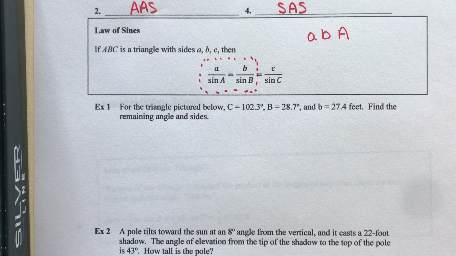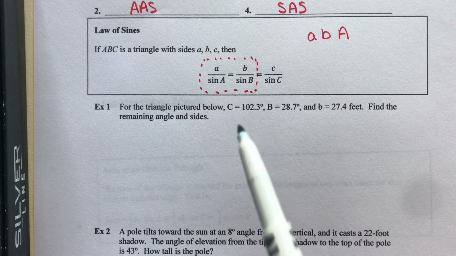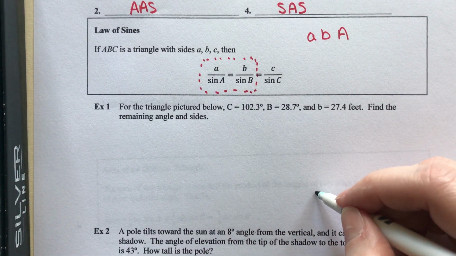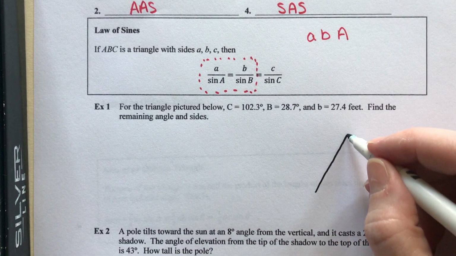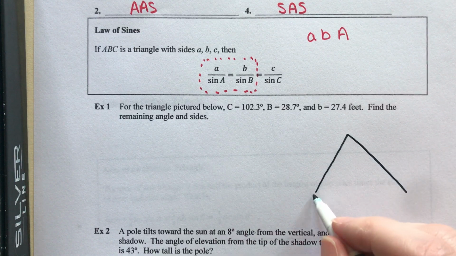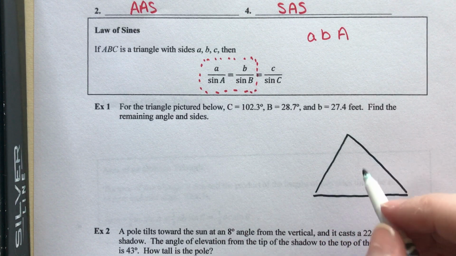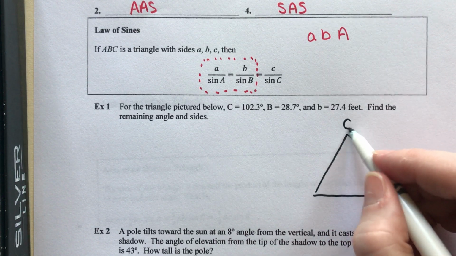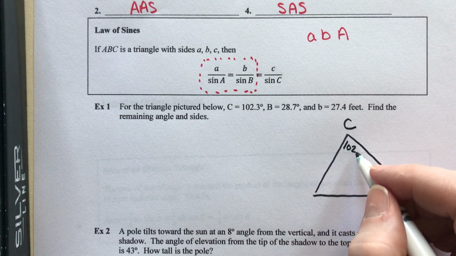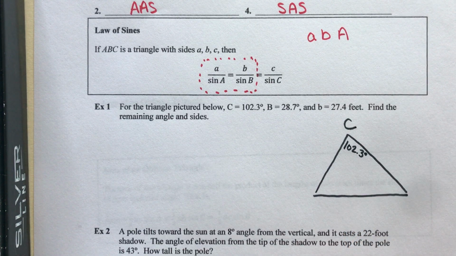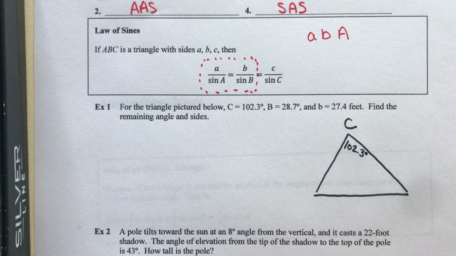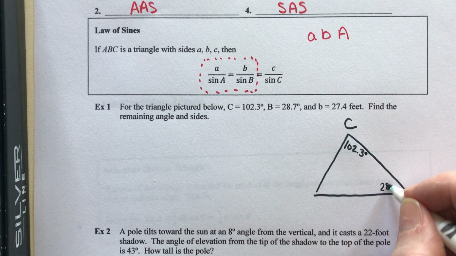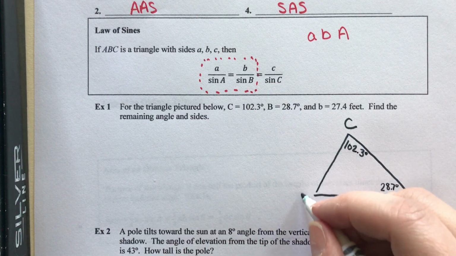When we're drawing our own picture, it doesn't have to be drawn to scale, but I know one of these angles is obtuse. So I'm going to draw a triangle with an obtuse angle. I make it look like this. And the obtuse angle is 102.3 degrees. Okay, I'm going to put B over here. That's an acute angle, 28.7 degrees. So this would be angle A.